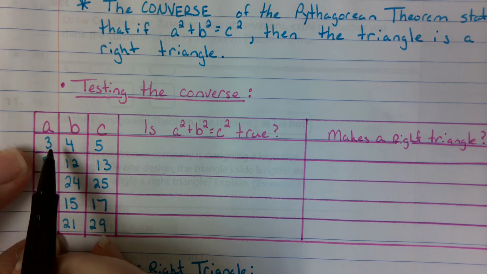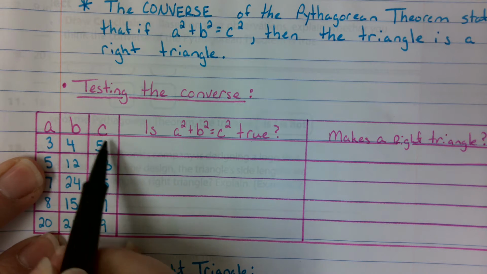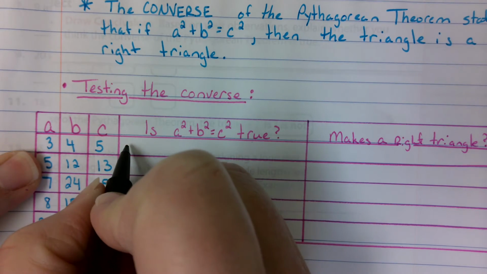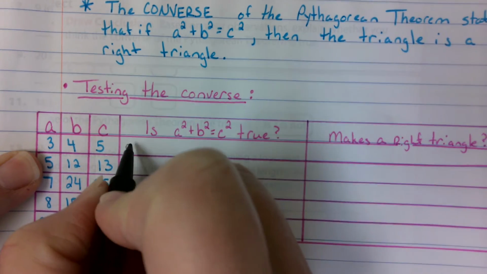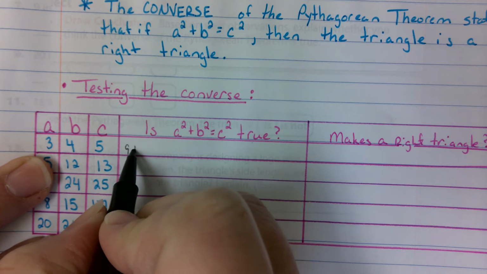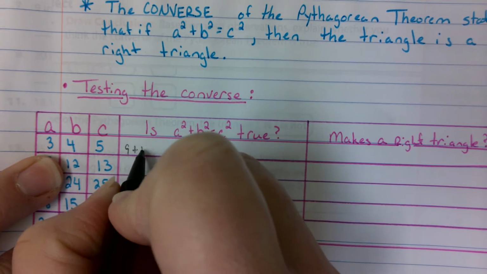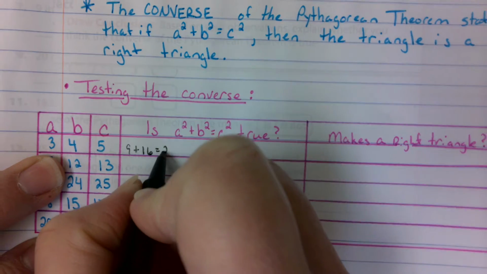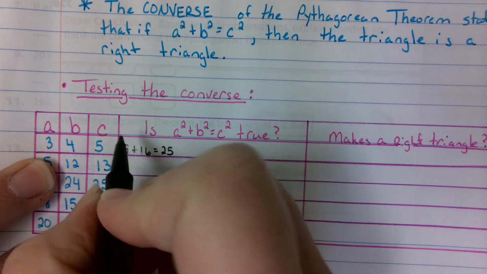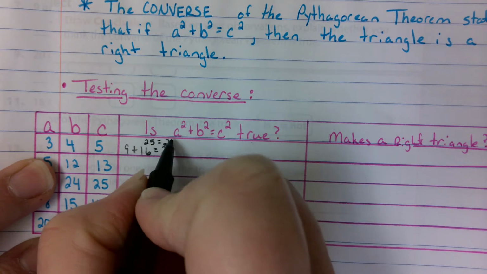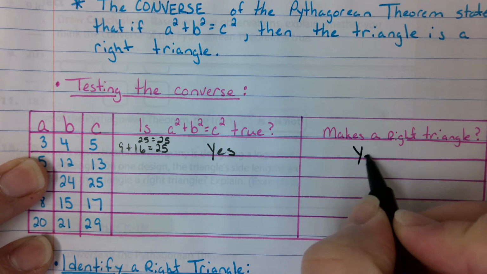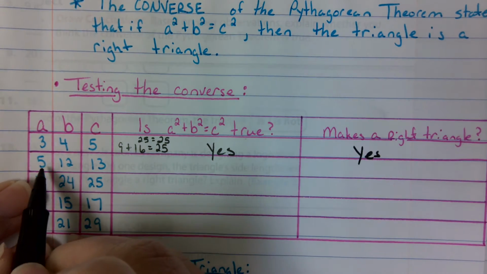So right here I have 3, 4, and then my hypotenuse is 5. So remember, we need to do 3 squared is 9. And I'm going to show my work here because I don't have room to show you on a separate sheet of paper. 9 plus 4 squared, which is 16, is equal to 25. Is that true? Well, 9 plus 16, that's 25. So 25 equals 25. True, yes. And does that make a right triangle? Yes, it does.